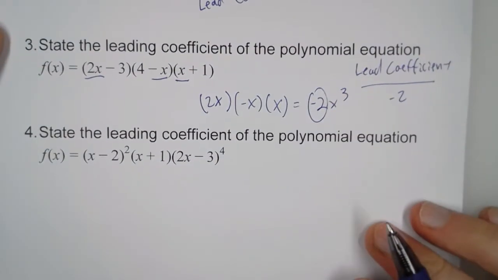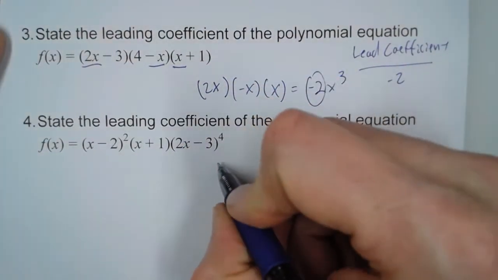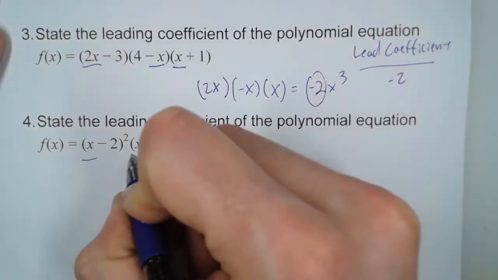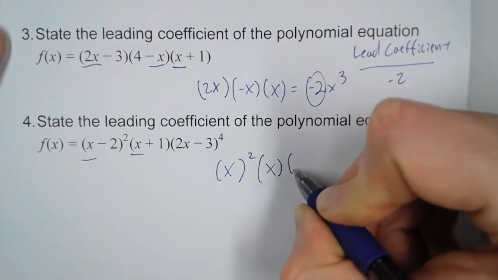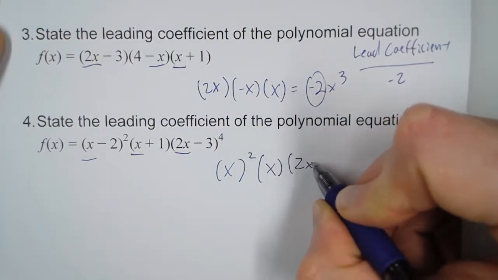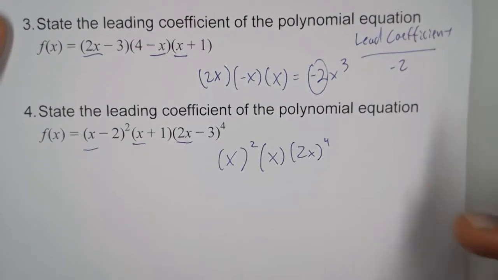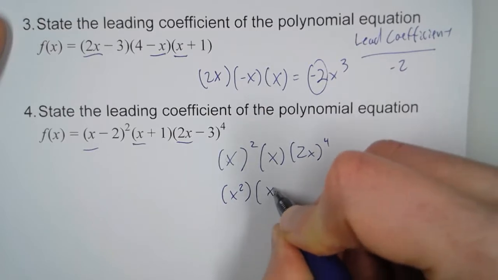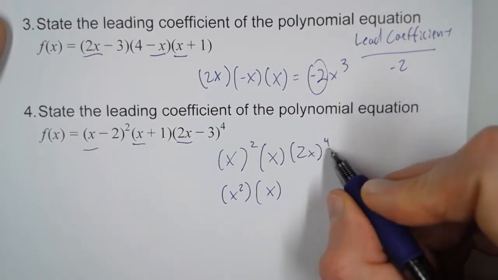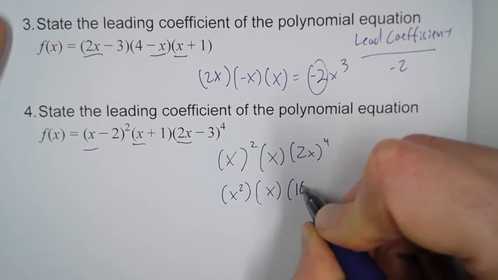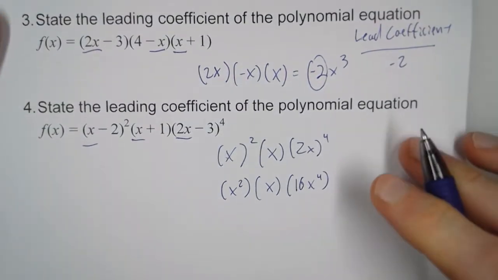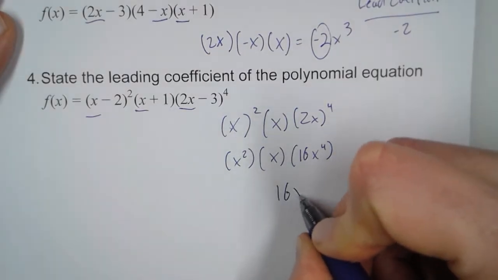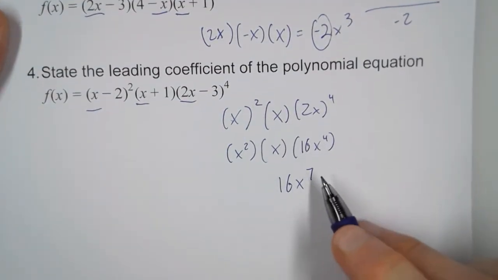Okay. Now for number 4, again, we're going to do the same thing. We're going to take x, but this time we're going to square it. Here we have x, no power there, and then here we have 2x, but this is to the 4th power. So when we square this, we just get x squared. This is just x. Then we have 2 to the 4th and x to the 4th. So that's 16x to the 4th. So the term with the highest power on x is going to be 16x to the 7th, where 7 is the degree.